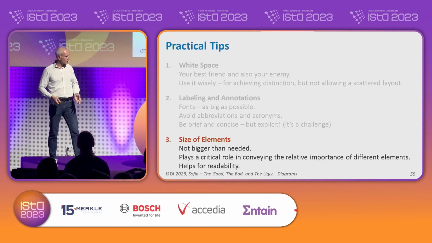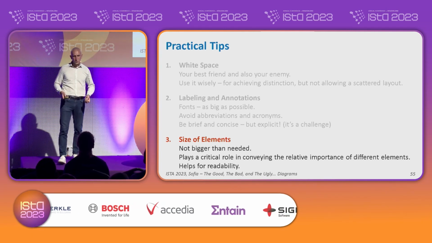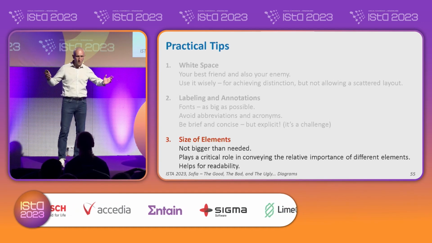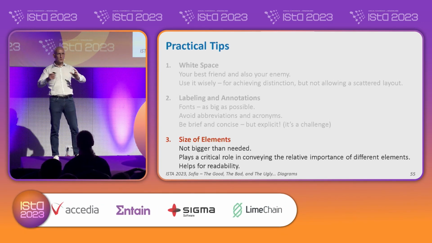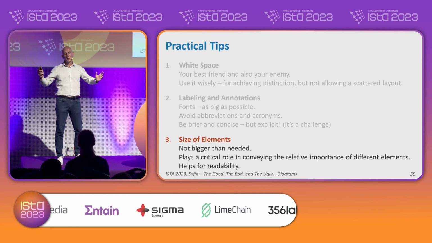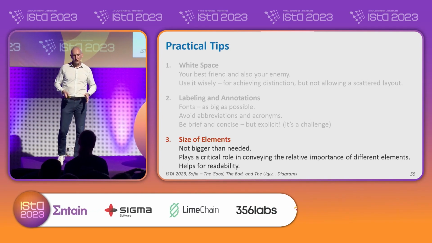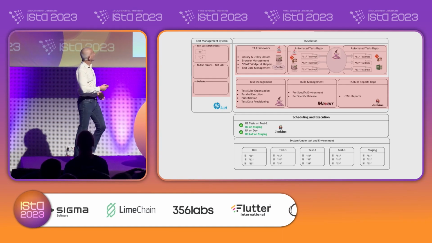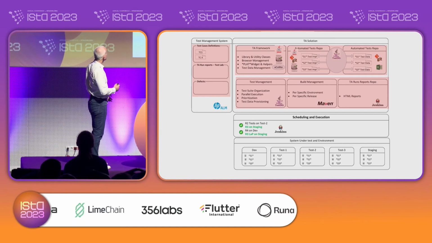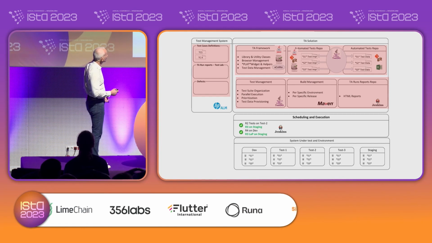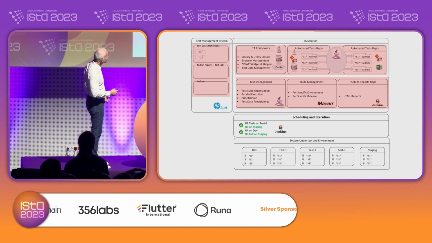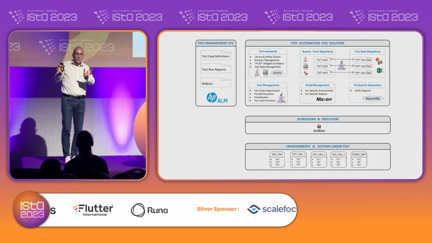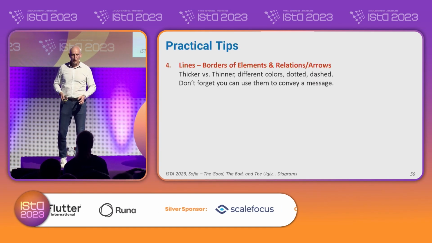So third tip, and I'm taking care of the time also, size of elements: not bigger than needed. The bigger the elements you make, the bigger the diagram becomes, and the less readable it becomes. In this case, you can see, for example, on the top left side, why this size, and especially of empty boxes, why those are exactly this size. So what we did is we made it logically sized in a way.